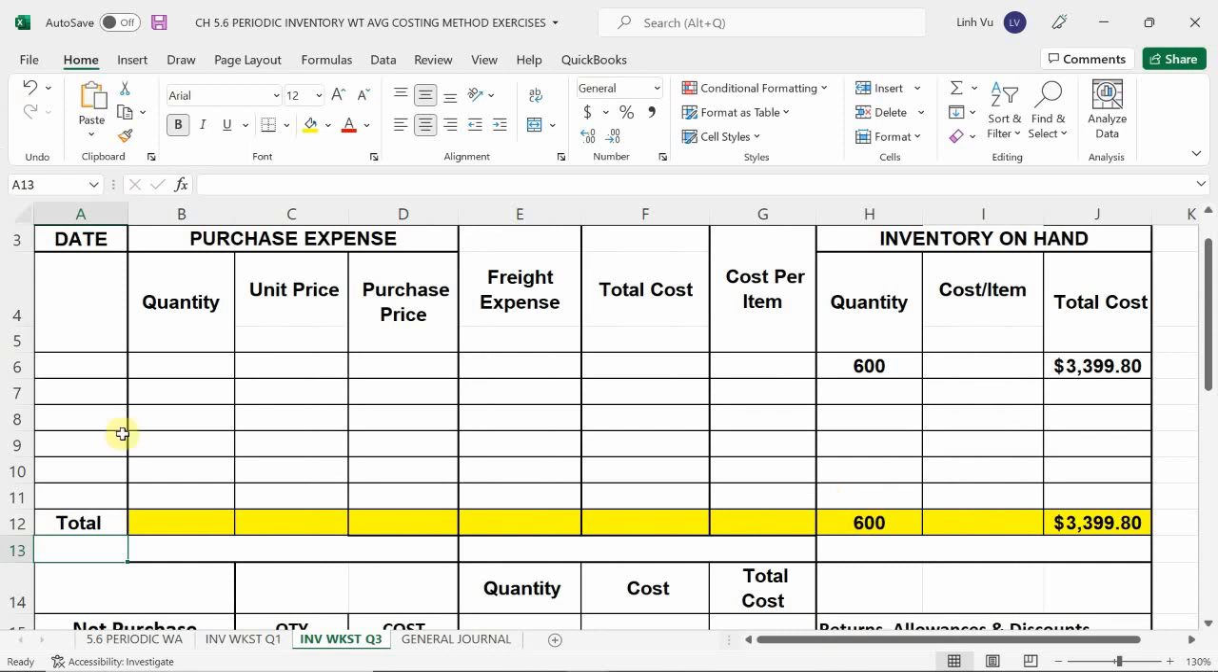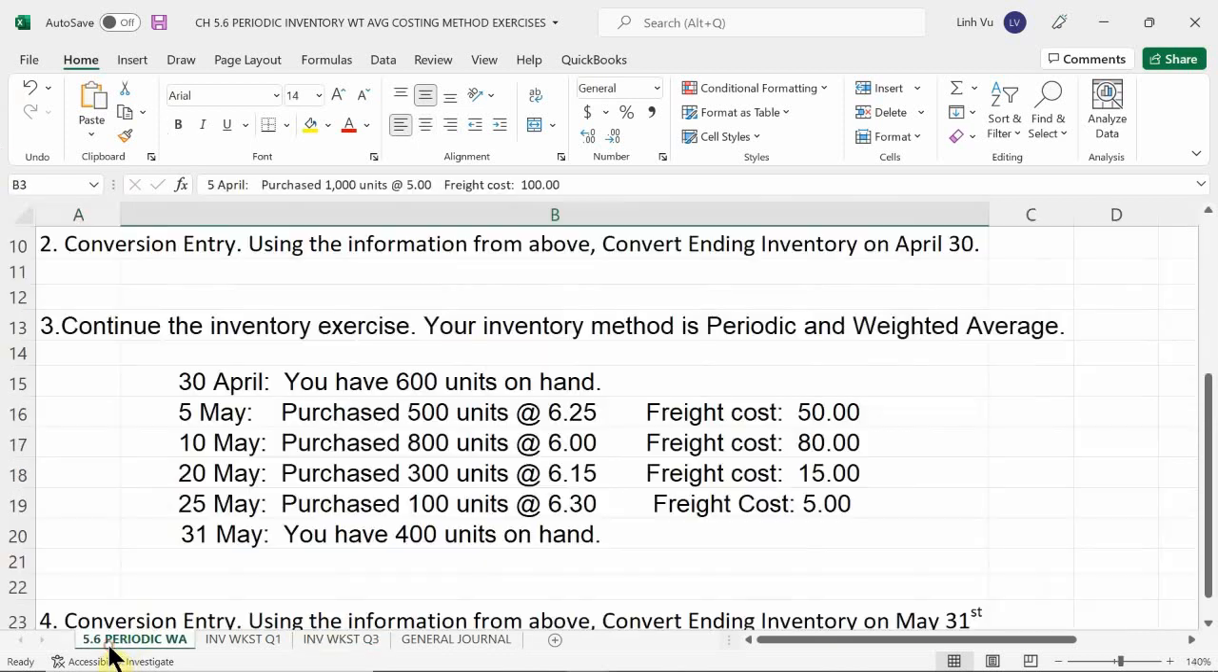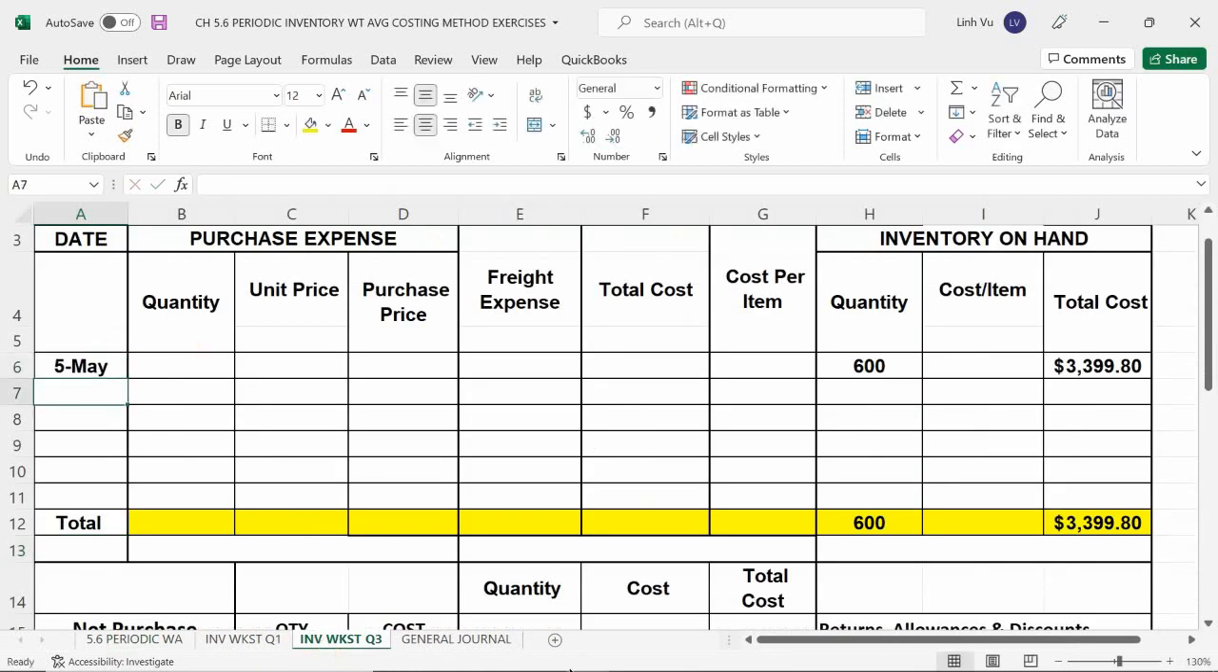So now let's fill in the rest of our scenario. May 5th, we end up purchasing 500 units at $6.25 each, with a freight of $50. So in this case, what's my total purchase price?